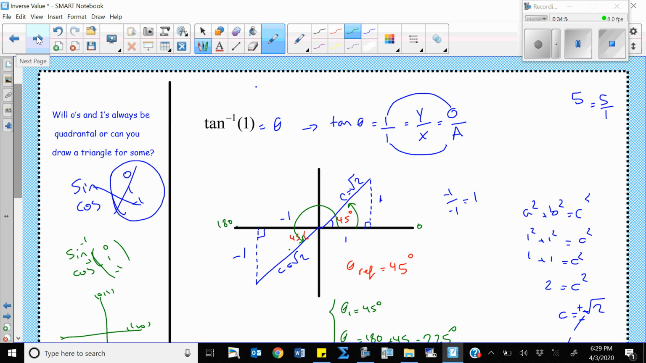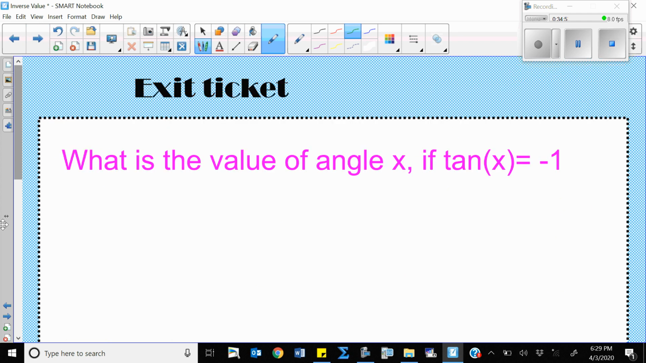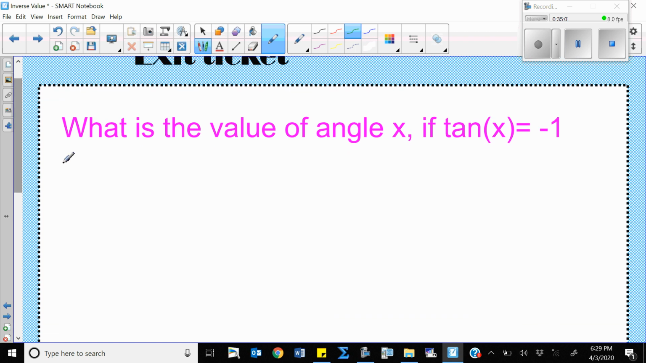Okay, so let's go to the next part, which is our exit ticket. What is the value of the angle x if tangent is negative? Okay, so first of all, we know that basically, I'm sorry, we had a typo here. This is tangent negative. Oh, no, it's right. Never mind. Okay, so we're looking for x here. That means tangent inverse of negative 1 is equal to x. Okay, so I'm looking for this x.